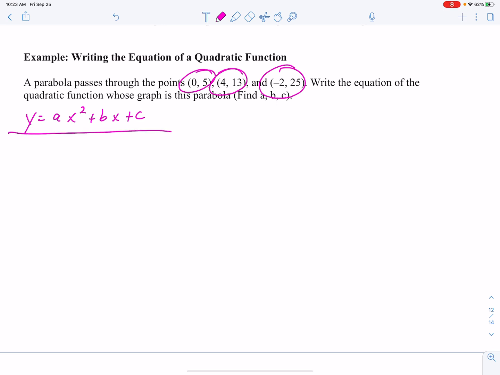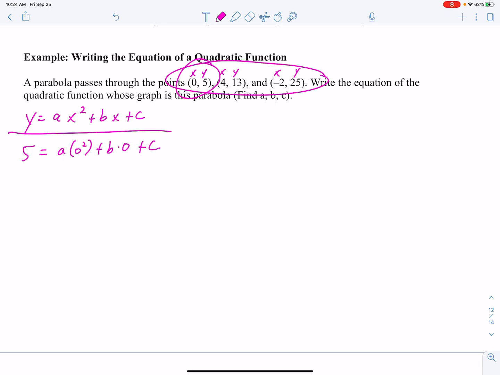Knowing that information, think about what we have here. We have an x and a y, an x and a y, an x and a y. Since we need to find 3 variables, we need 3 equations. So we're going to use these 3 points to create 3 equations. First equation, we're going to use this first point, 0, 5. So y is 5, x is 0. So 5 equals a times 0 squared plus b times 0 plus c. We'll clean these up in just a little bit.